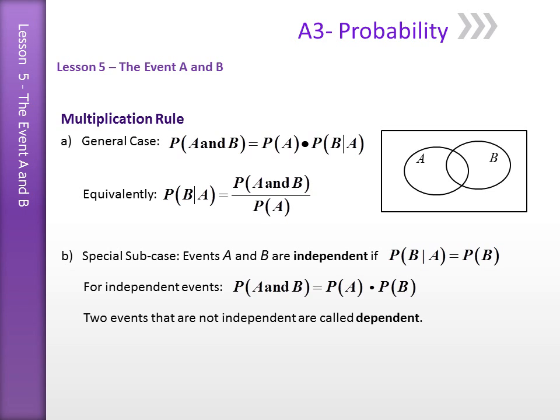If we just think about this for a minute, it makes sense. The bottom part of that probability is the sample space. And if you recall, the sample space changes once the first event has occurred.